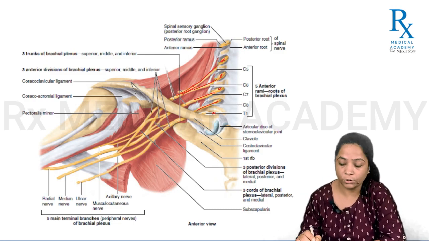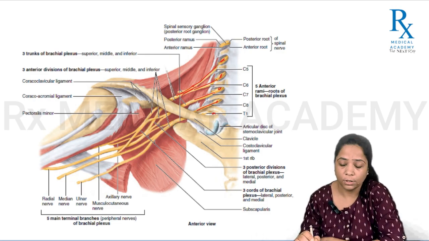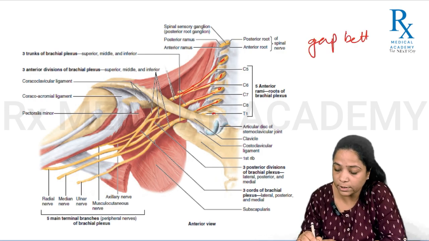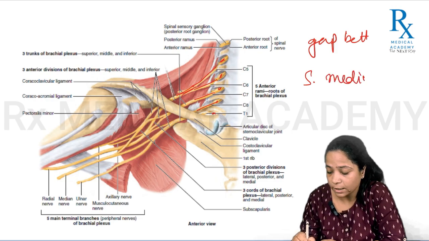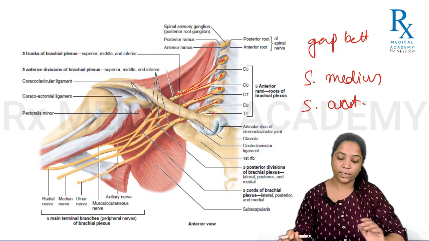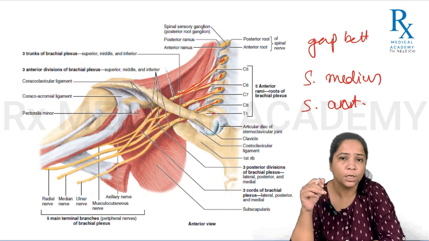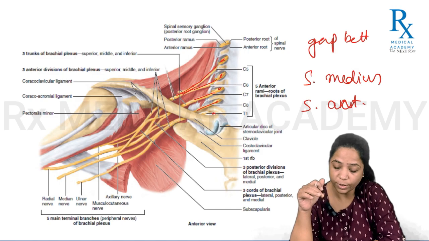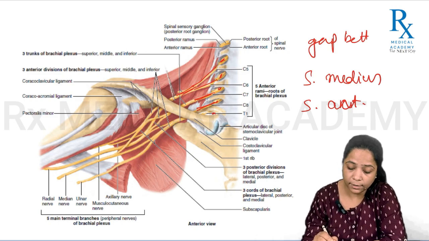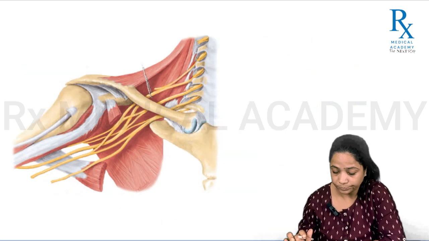One important MCQ that has been asked in your exam is: the roots of the brachial plexus come out through the gap between which of the following muscles? The gap between two muscles, that is your scalenus medius and scalenus anterior. These are the two neck muscles. So between these two muscles there come out the roots of the brachial plexus, then they form the trunk, then they form the division and finally they form the cords and the branches.